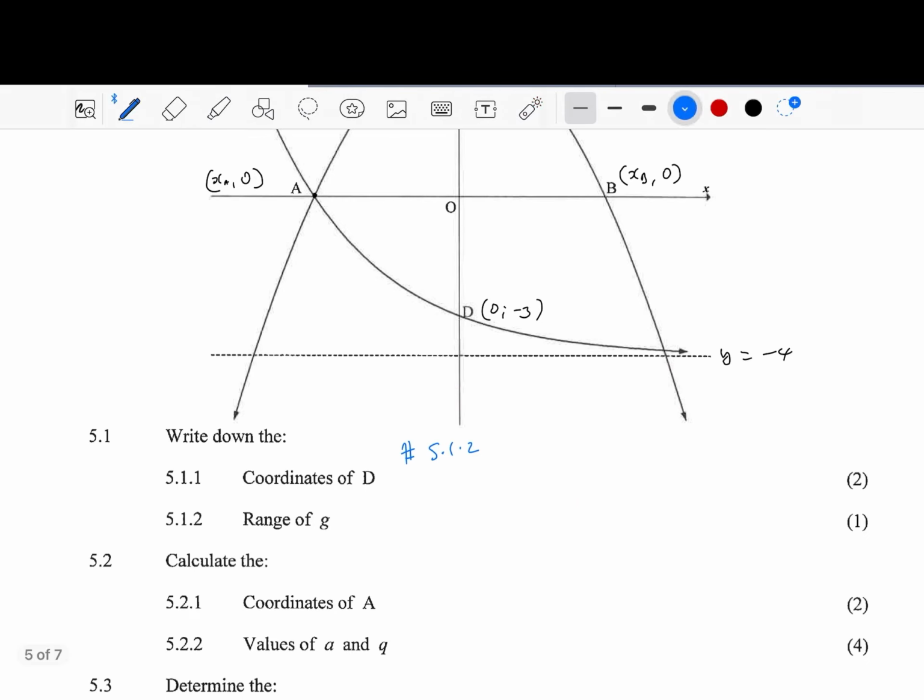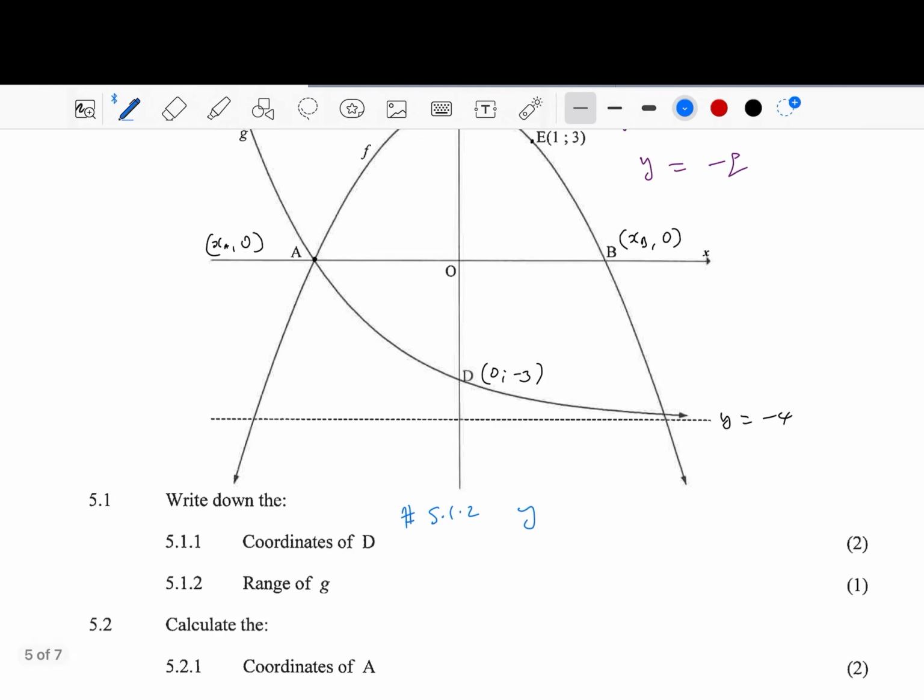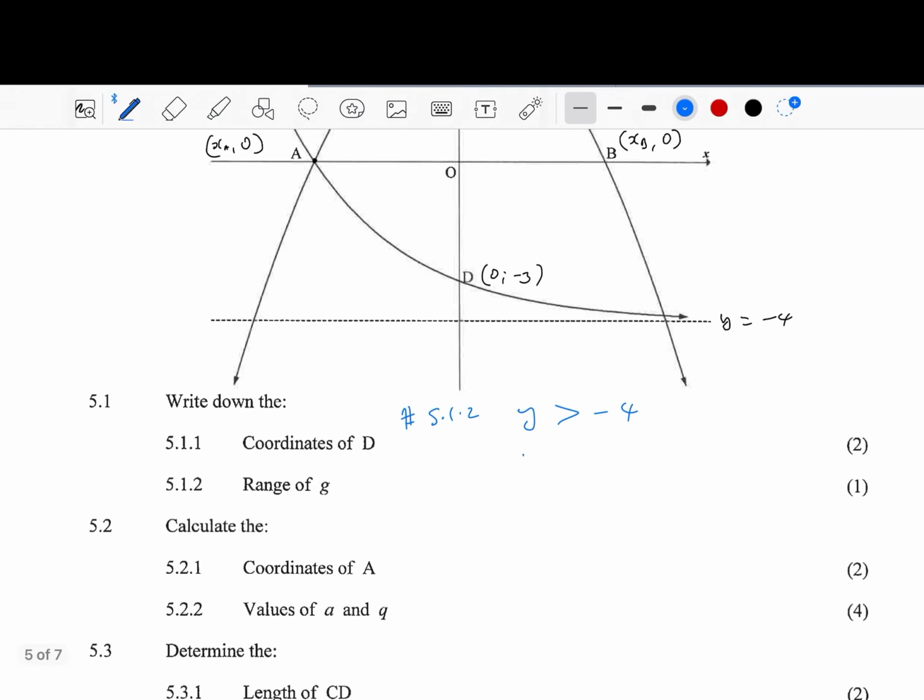So the range here, we just say this graph can exist greater than negative 4, and it doesn't have to touch negative 4, right? Because remember that the graph doesn't touch the asymptote, so you don't have to say greater than or equal to. You just say it has to be greater than negative 4. And the other way to write this, you can say y is an element of (-4, infinity).